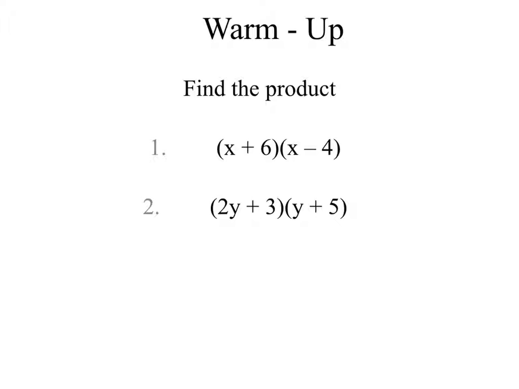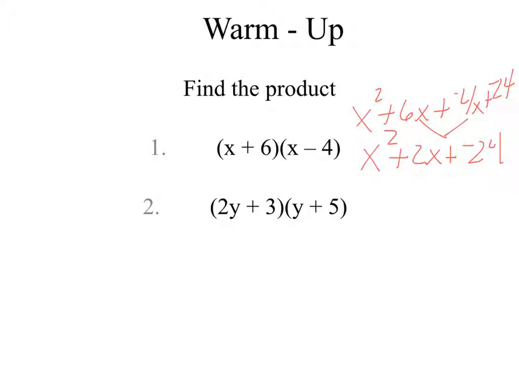All right, now that you've had a chance to FOIL them, let's go over the answers, remembering that FOIL means first, outer, inner, last. So x times x is x squared, plus 6x plus negative 4x plus negative 24. When I multiply my two last terms together, the middle two are always like terms. We add them together. So x squared plus 2x plus negative 24.